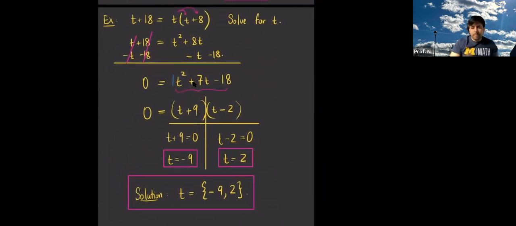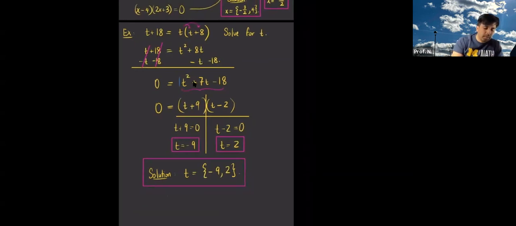And that's how you solve it. We distributed the t, we set it equal to 0, we factored it, then we used the principle of zero products. Each factor of the product has to be set equal to 0, solve those small equations for t, and I get -9 and 2. Okay? So that's how we're using factoring to solve.